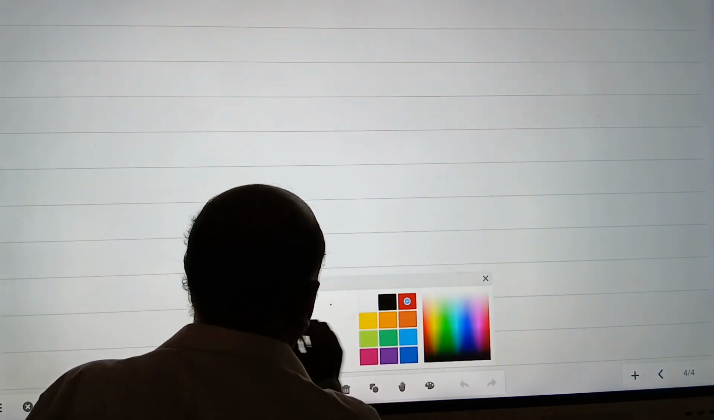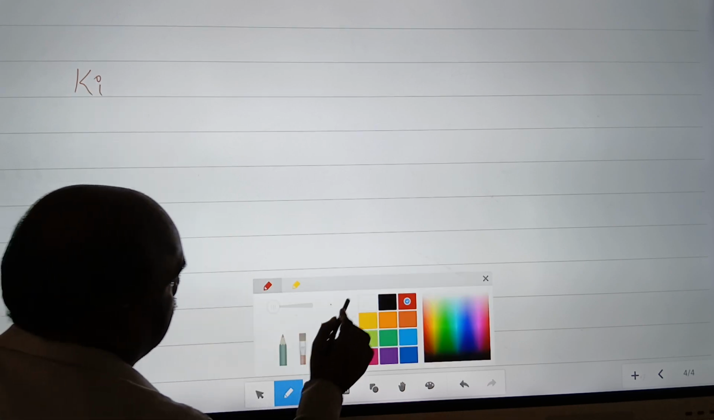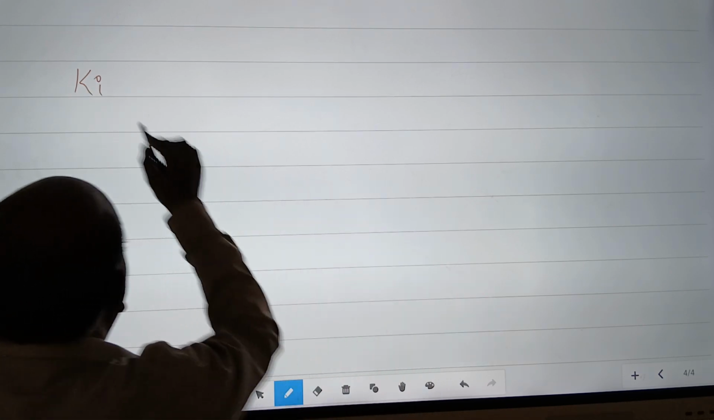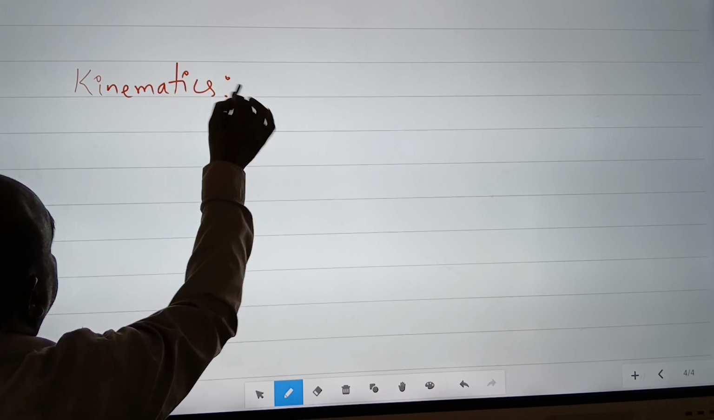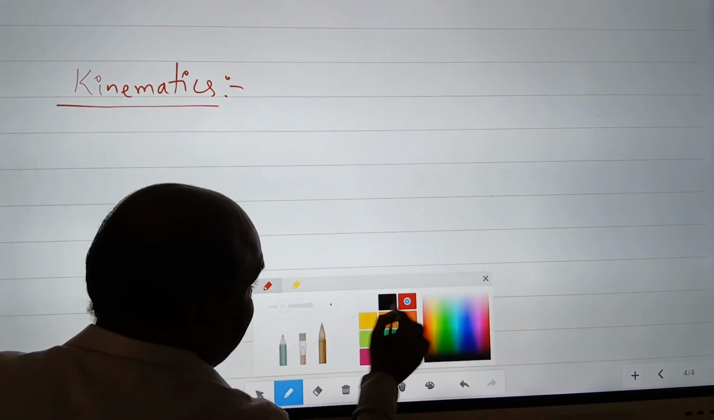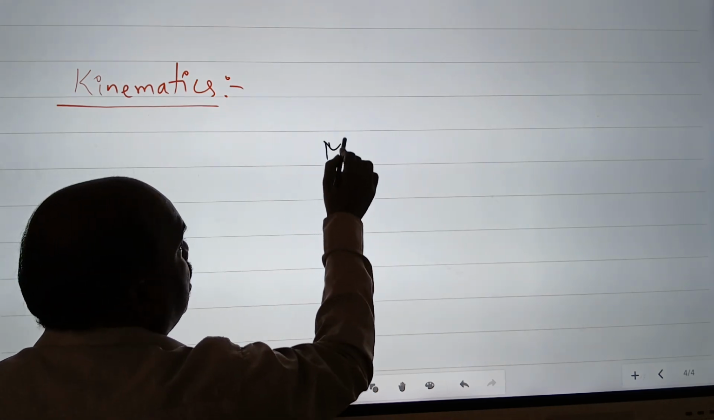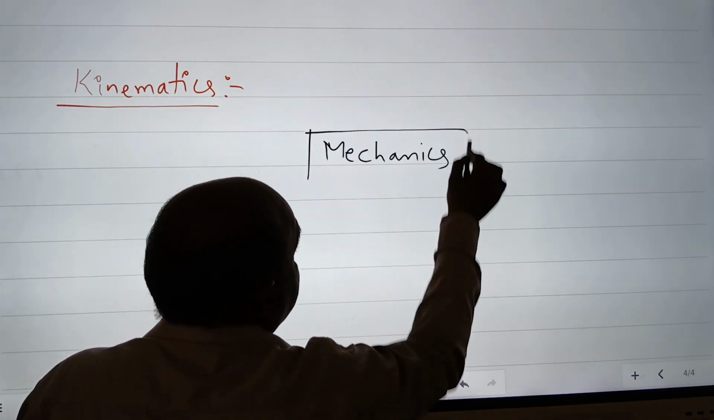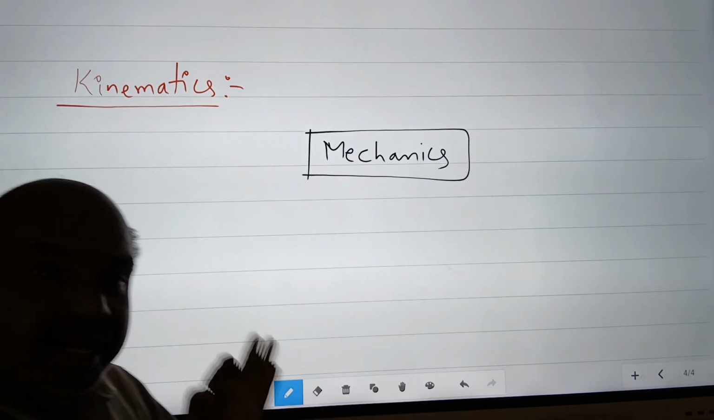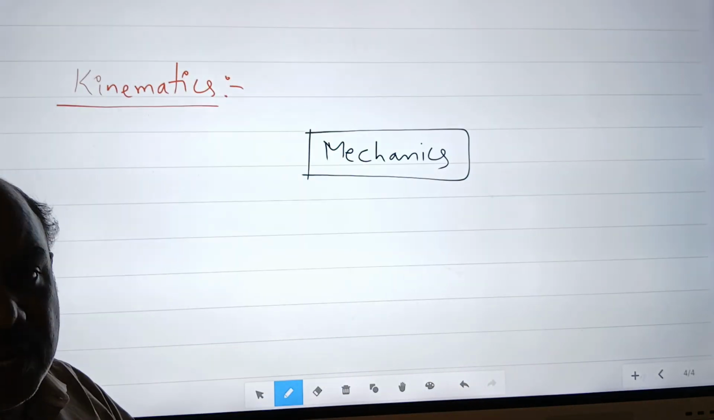Now, go to the next topic. What is meant by kinematics? What exactly is kinematics? Kinematics is the elder son of mechanics, beta. Mechanics is a branch of physics which deals with the study of motion of a body. So many branches are there. Mechanics is one of the branches.